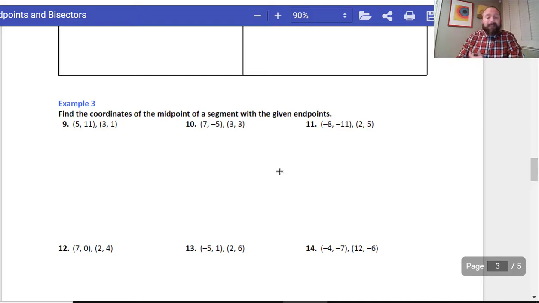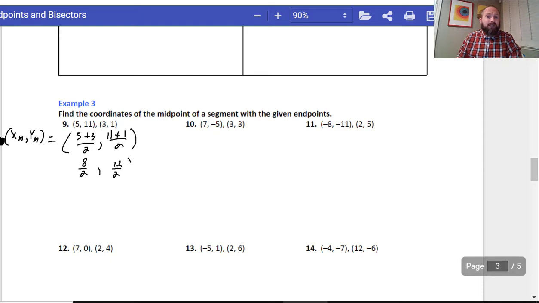So the midpoint, so xm and ym, the midpoint coordinates, is equal to the x's, 5 plus 3 divided by 2, and the y's, 11 plus 1 divided by 2. So when I do that, 5 plus 3 is 8 divided by 2. 11 plus 1 is 12 divided by 2. And so the midpoint is equal to 4, 6.